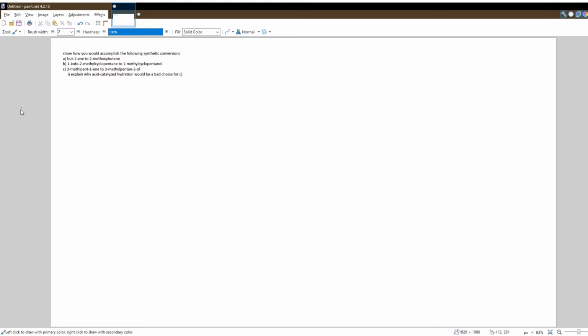1-iodo-2-methylcyclopentane. So now we have cyclopentane, 1-iodo, 2-methyl, and we want to get to 1-methylcyclopentanol. Wow, this is pretty advanced, because I don't know how to do it in one step. I don't think we can. How can we get an alcohol from an alkyl halide? I'm sure there is a way, but nothing really comes to mind.